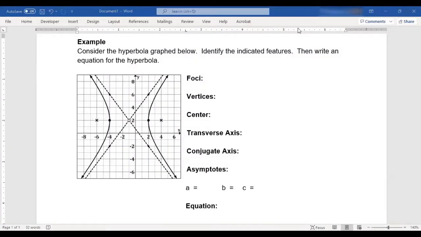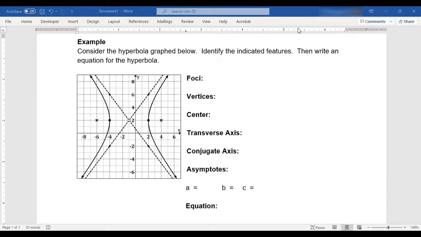Professor Rad here, and in this video we are going to be finding the features of a hyperbola. So here we go, we've got a hyperbola graphed for us. Now, as with the example we did that had an ellipse, sometimes the foci may or may not be explicitly graphed for you, as they are in this case.